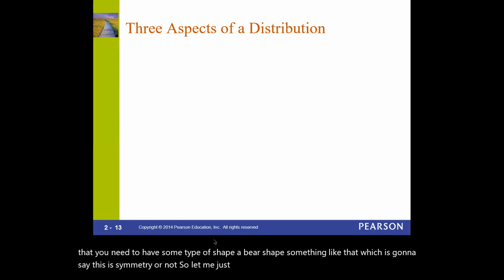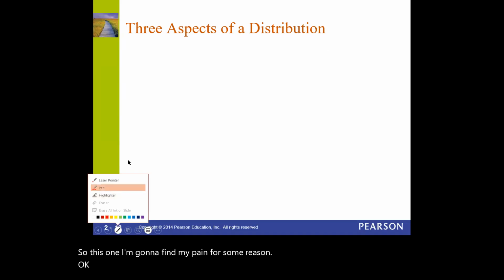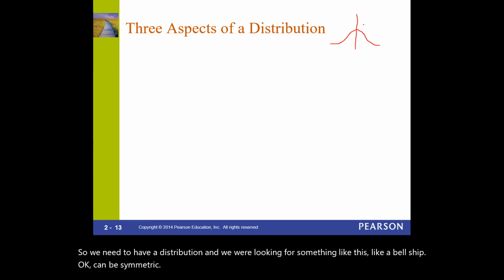So we need to have a distribution in which we were looking for something like this, like a bell shape, okay? It can be symmetric toward this center.